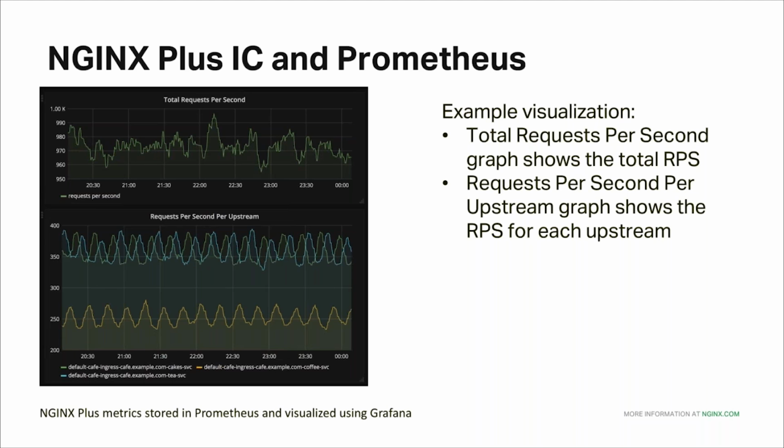On the bottom graph, we show the same requests per second metric, but only per each upstream. Here, we only count the requests that were proxied to one of the 3 upstreams. From looking at this graph, we can see how exactly the load is distributed among different upstreams. And this is just a simple example of what you can do with NGINX Plus metrics stored in Prometheus.